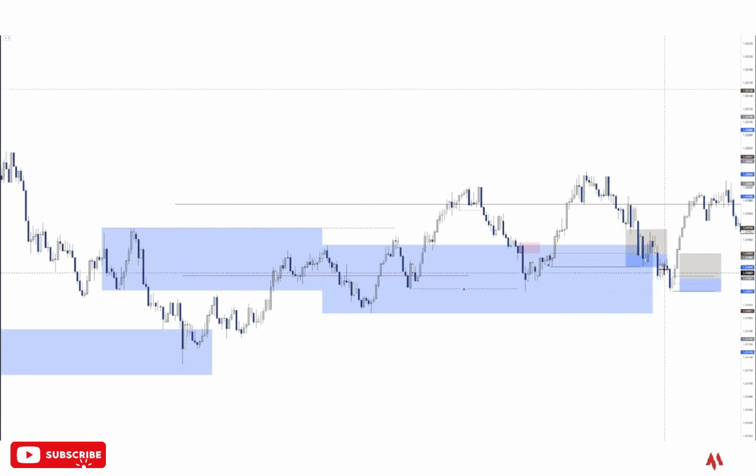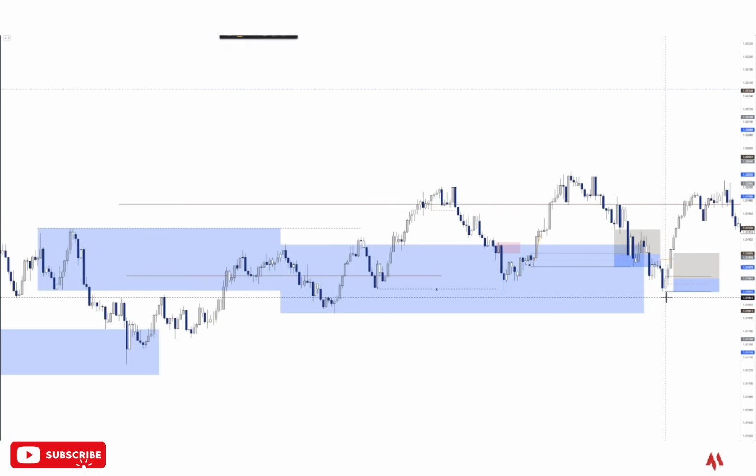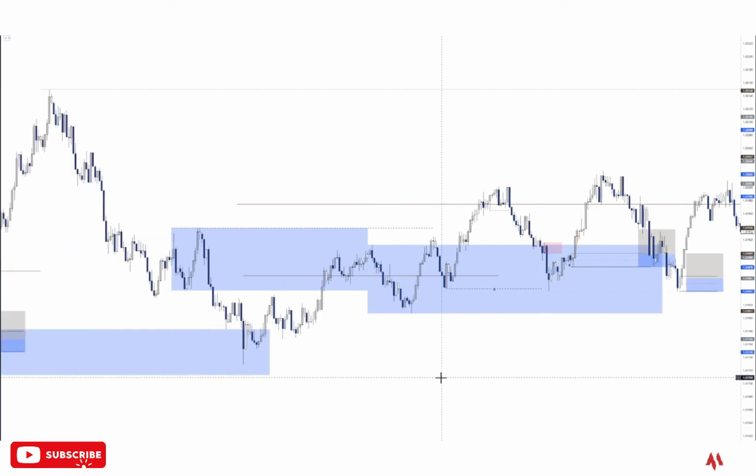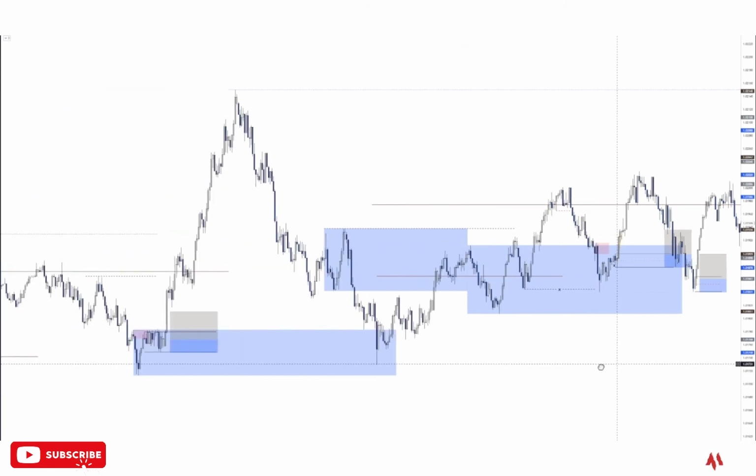And we then had our change of character, leaving us with a clean demand zone to look for continuation trade from, but we didn't get tagged in. So this rounds up Monday price action.